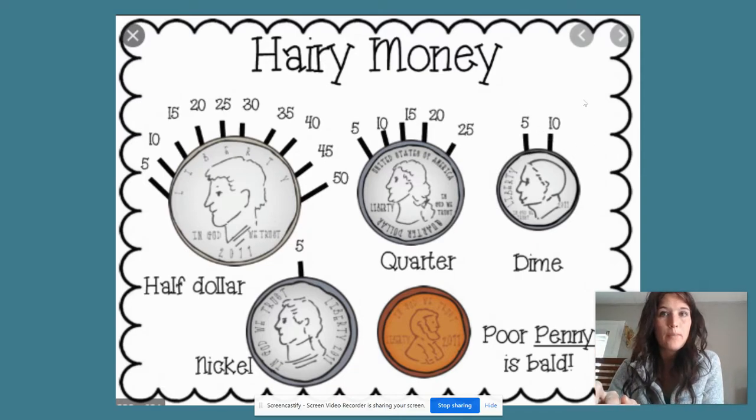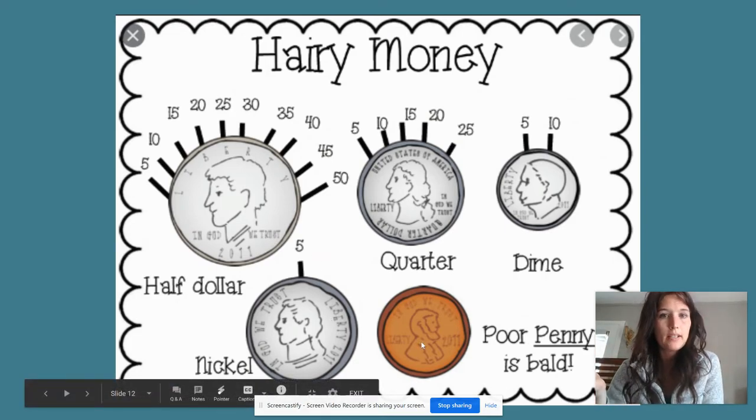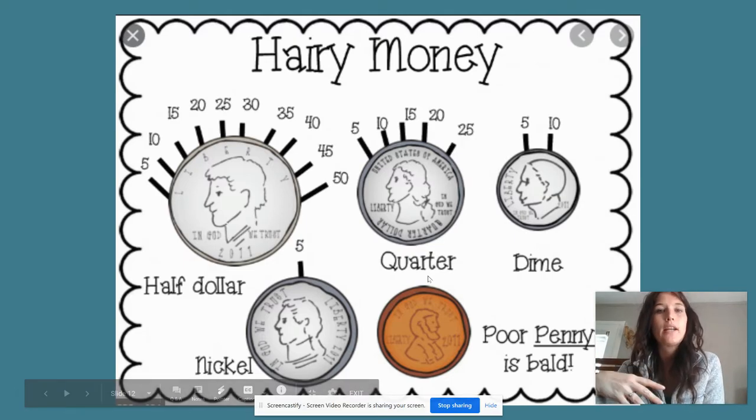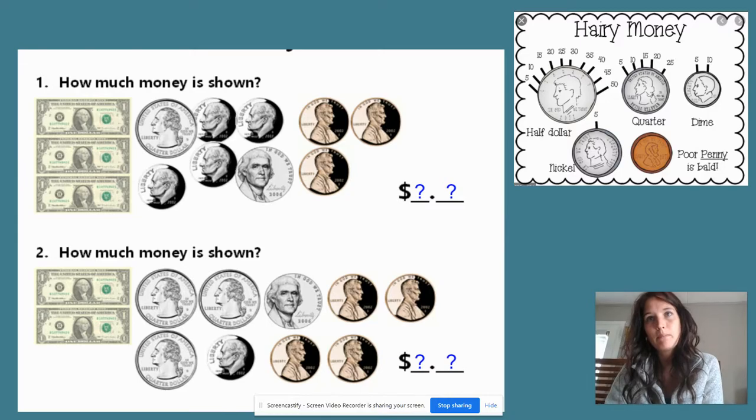Dime, 5, 10. Nickel, 5. And then penny, this says a penny is bald. In our class we draw a little dot above the penny so that we remember it's still worth 1 cent. It's not worth nothing. Okay, so let's use this to apply to counting money.